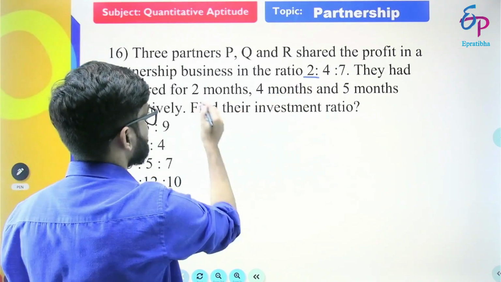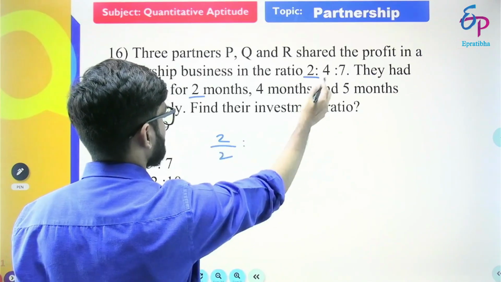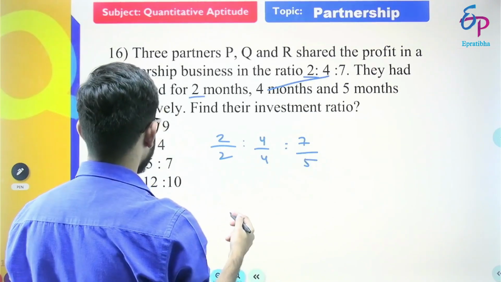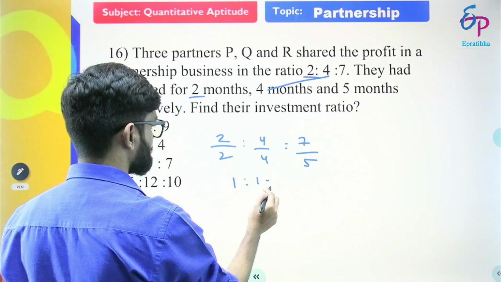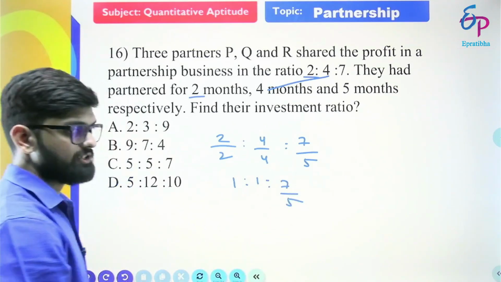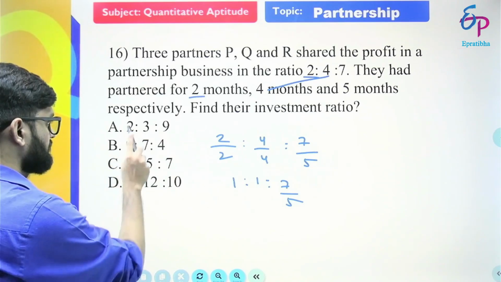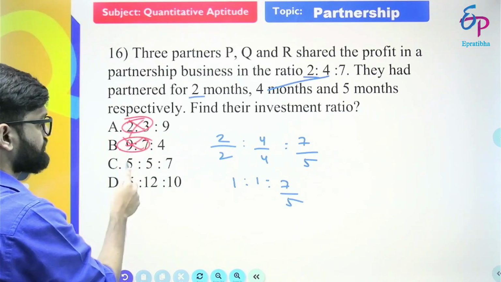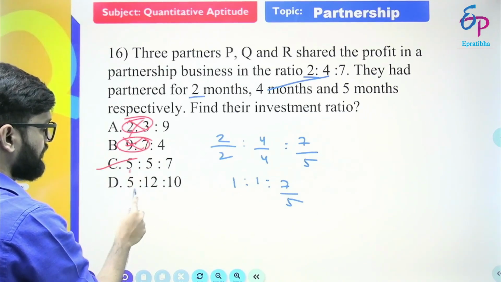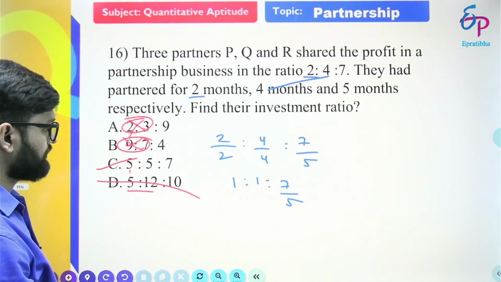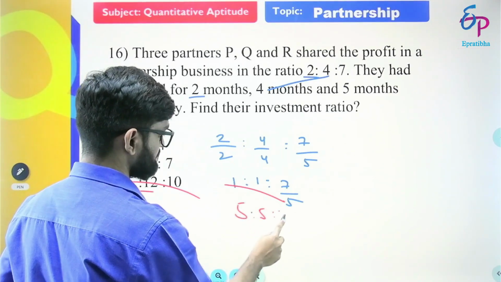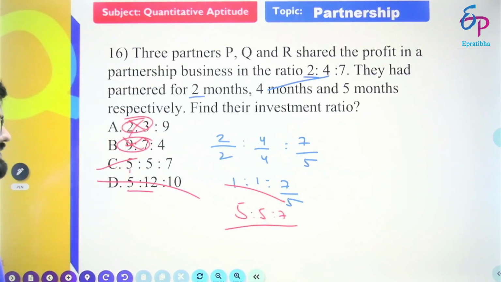See, this is 2 by 2, 2 by 2 is to next 4 by 4, 7 by 5. That means the first one and second one is 1 is to 1. Which option will you pick? First one and second one is 1 is to 1. So here it is not 1 is to 1, it is 2 is to 3, it is 9 is to 7, this is wrong. 5 is to 5 means 1 is to 1, this can be correct. And this one is also wrong. So only 5 is to 5 is to 7 is the answer for this question. So that is about the 16th question.